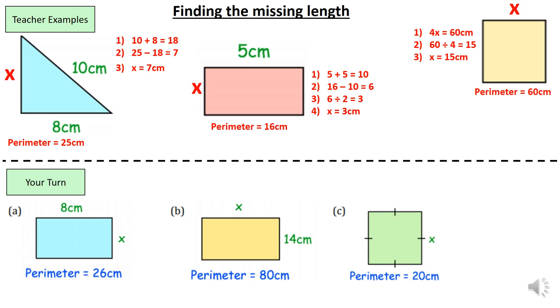Okay, so the answers that we should have got for the first one, it should have been 5 centimeters. Second one would have been 26 centimeters. And finally, the last one, X would have equaled 5 centimeters. 20 divided by 4 equals 5 centimeters.